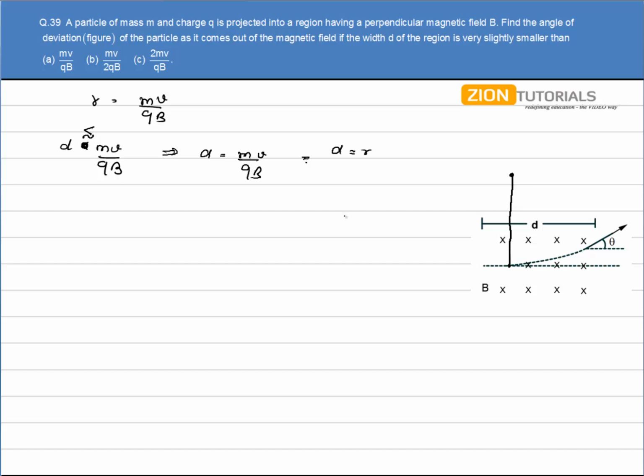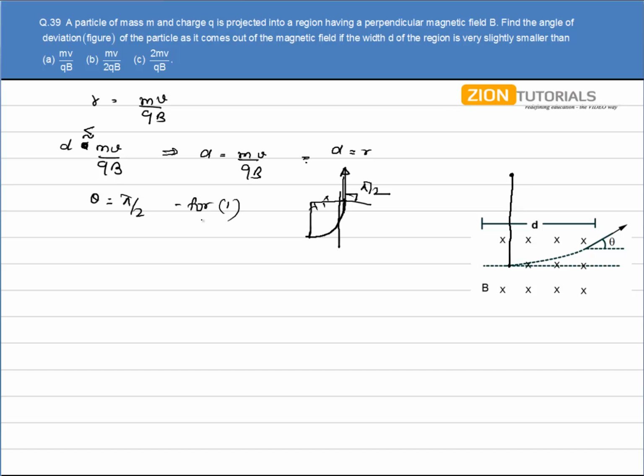So if d is equal to r, then what will happen if I project it like this? Then it will trace a curve, but d is just less than r, so it will leave the magnetic field at this very point and go in this direction. So the deviation angle is pi by 2. Theta is equal to pi by 2 for the first part.